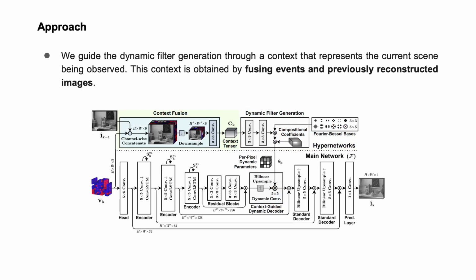We guide the dynamic filter generation through a context that represents the current scene being observed. This context is obtained by fusing events and previously reconstructed images. These two modalities complement each other since intensity images capture static parts of the scene better, while events excel at dynamic parts. By fusing them, we obtain a context tensor that better represents both static and dynamic parts of the scene.